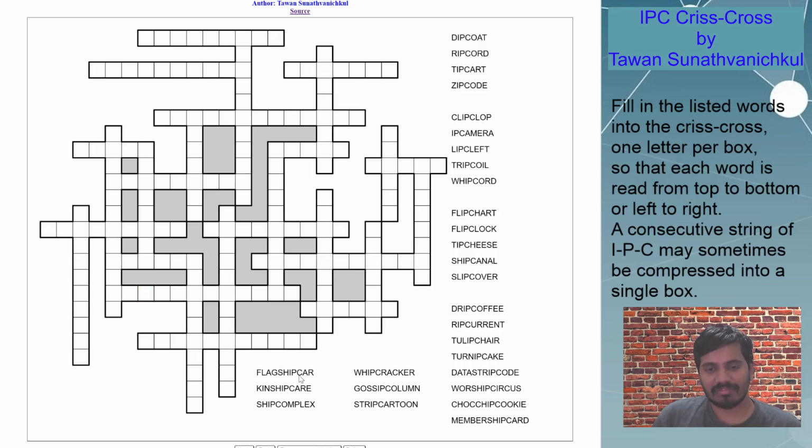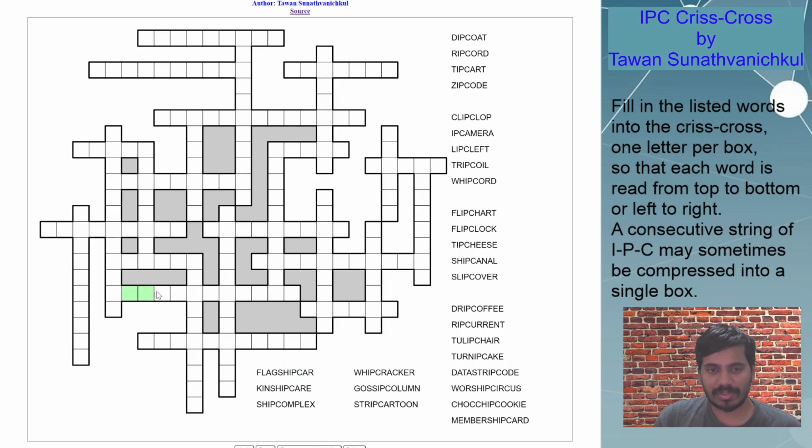And the third rule is, each letter, each alphabet will go into each individual cell, with an exception that wherever we have a string of 3 letters together, which is IPC, for example this one, it can be compressed into a single cell. So what I mean by that is, you can either write it as IPC, or you can compress it into a single cell and write IPC.